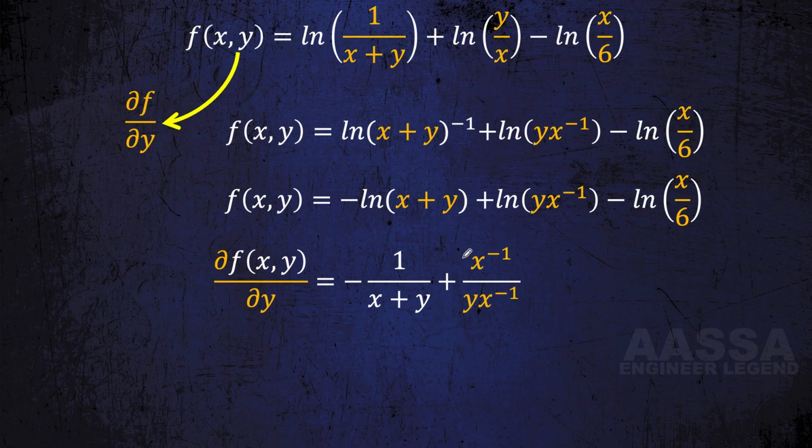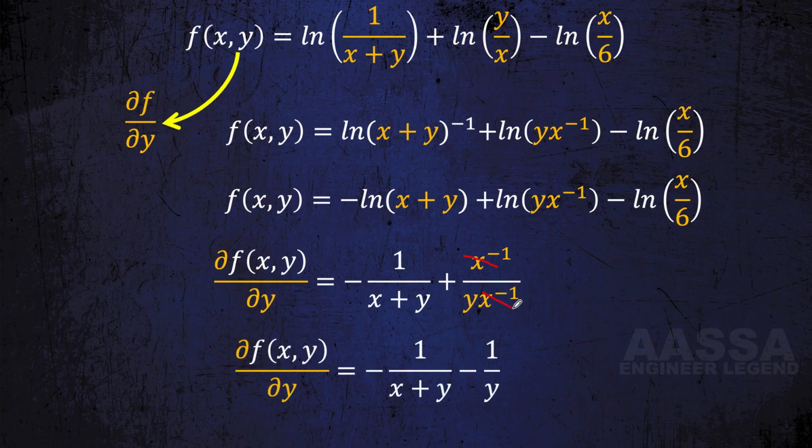And you can see, you can cancel right here. This is x to the power negative 1 divided by x to the power negative 1. Yes, we can cancel this one. So if we do that, this is the answer that we're going to get.